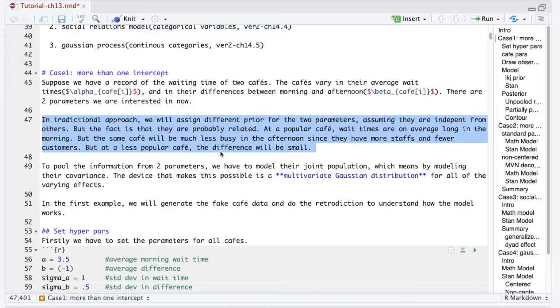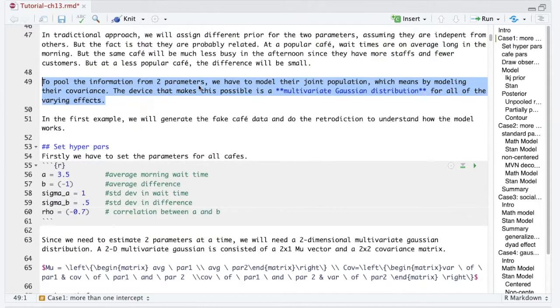We can imagine that at a more popular cafe, wait times are on average longer in the morning, but the same cafe will be much less busy in the afternoon since they have more staff and fewer customers. But at a not so popular cafe, maybe they are not busy in the morning and they are not busy in the afternoon, so the difference will be small. This kind of information is very intuitive for human beings like us. When we observe a popular cafe in the morning, it's very normal for us to guess the difference between average waiting time in the morning and in the afternoon will be a lot.